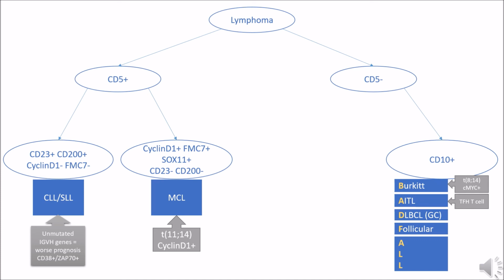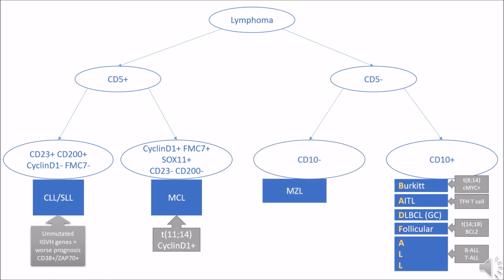Follicular lymphoma has a translocation involving IgH and BCL2. This germinal center-derived lymphoma therefore expresses BCL2, which is absent in normal germinal centers. And lastly, acute lymphoblastic leukemia, both B and T cell derived, can be CD10 positive, since CD10 is expressed on immature lymphocytes. CD5 negative, CD10 negative neoplasms include marginal zone lymphoma, lymphoplasmacytic lymphoma, and hairy cell leukemia.